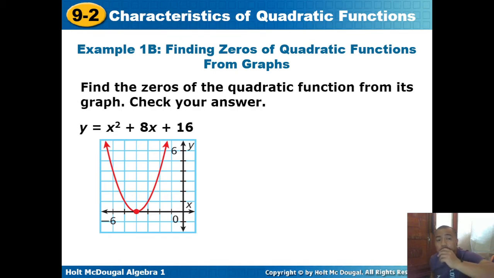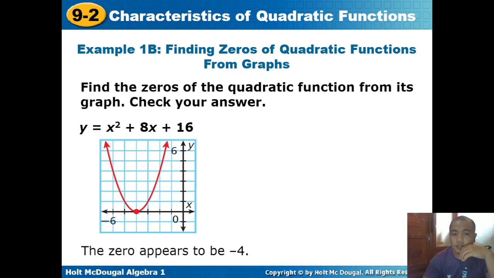Next, find the zeros of the quadratic function from its graph. Check your answer. y equals x squared plus 8x plus 16. The zero appears to be negative 4. So there is only one zero for this quadratic function because it touches the x-axis only once, which is at negative 4. That is actually the vertex of the parabola.